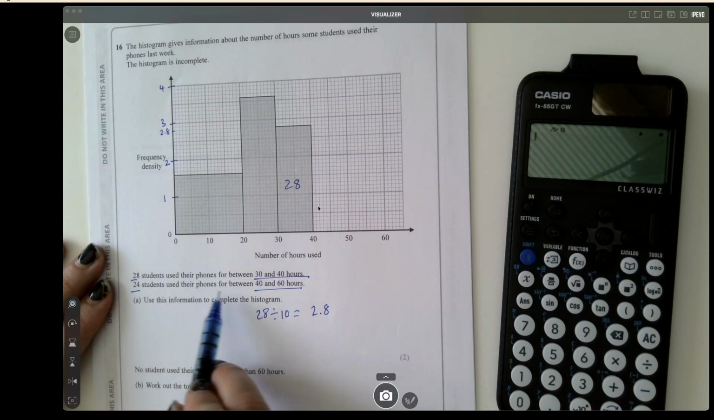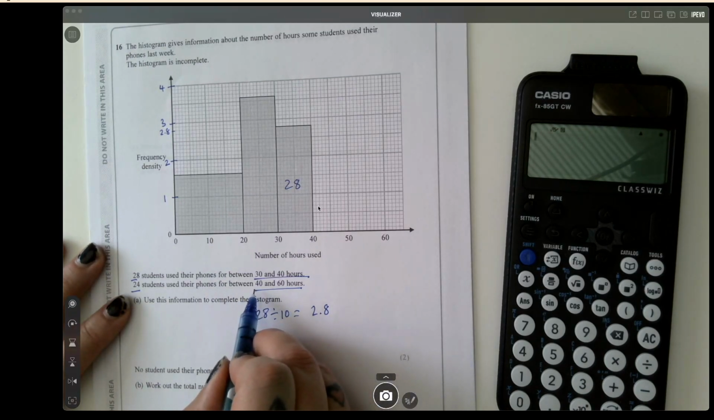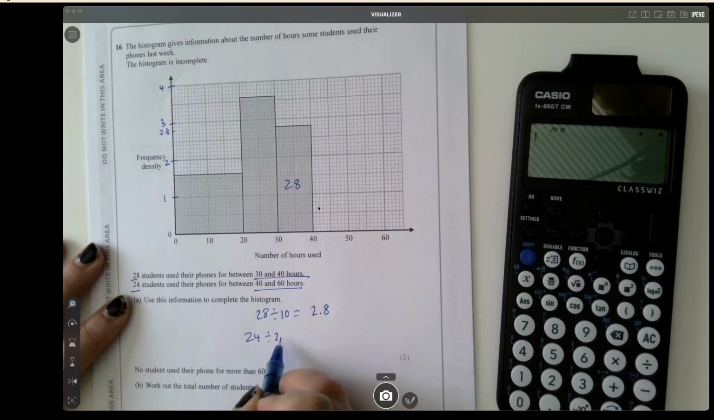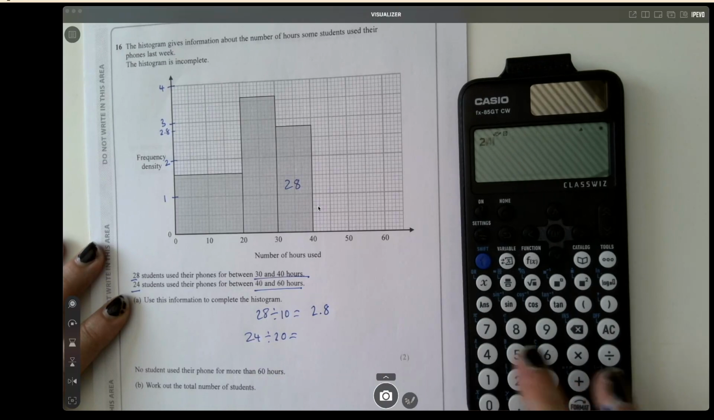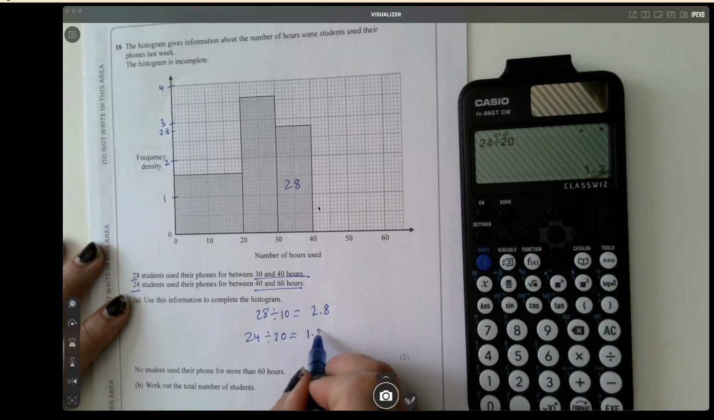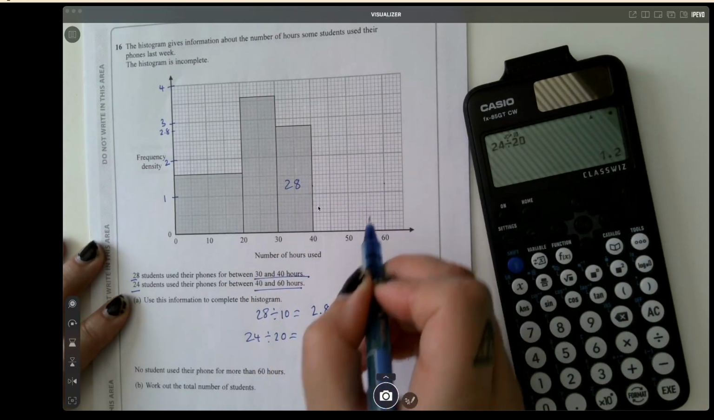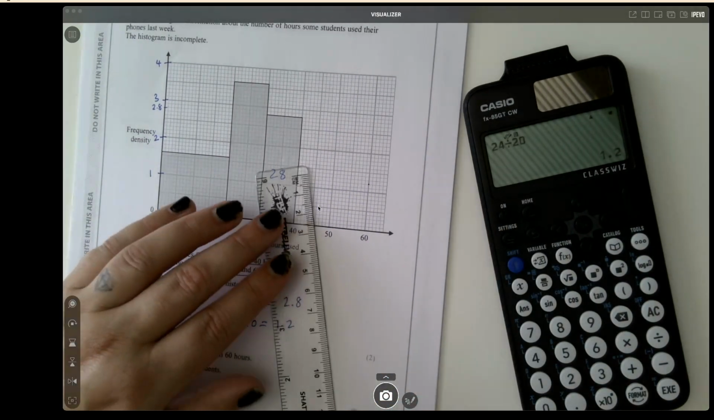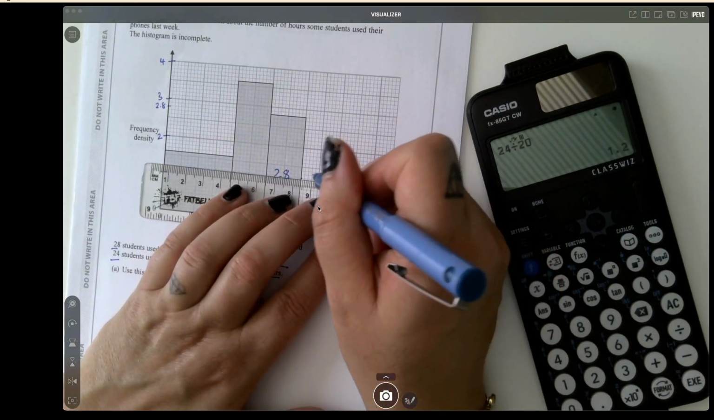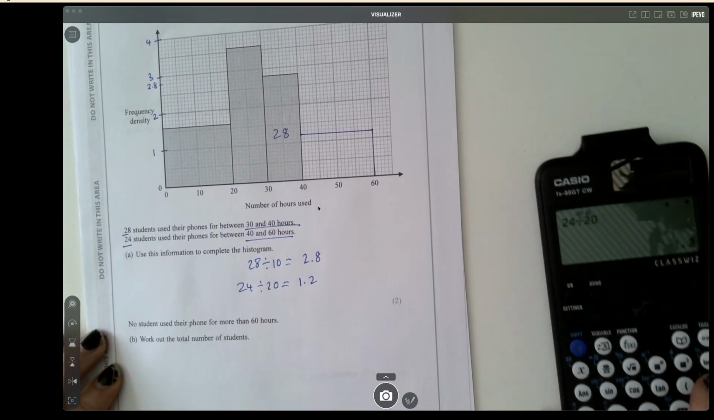So 24 students use their phones for between 40 and 60 hours. The class width between 40 and 60 is 20. So 24 divided by 20 gives me a frequency density of 1.2. So this bar is going to go up to 1.2 and it's going to spread across the whole class width from 40 to 60. So that's part A.